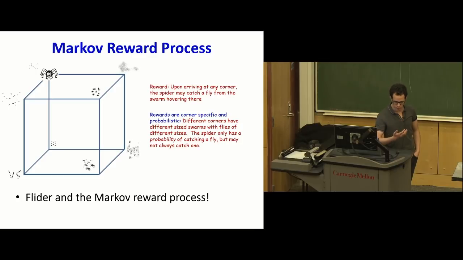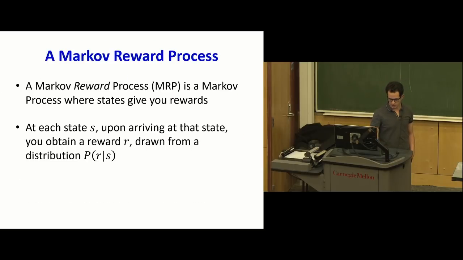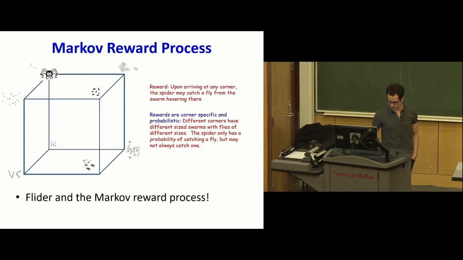So the reward in this case is 0 if you don't catch a fly, and if you catch a fly, you get some reward that depends on the size of the fly, because you get more from it. So this is just to show that the rewards can be probabilistic. They are corner-specific and probabilistic. That's why when you formalize it, it's a probability of reward conditioned on the state where you're at. Is that clear?